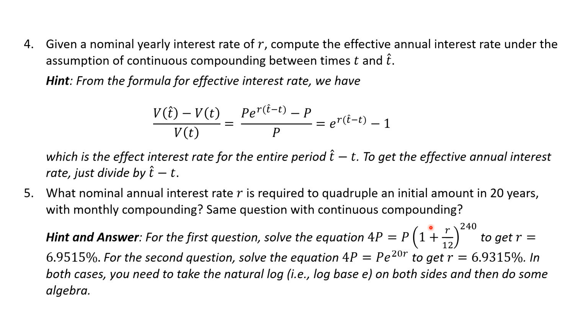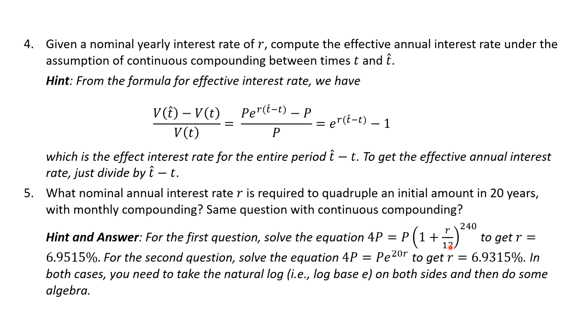For the first question, we started with principal P, and it's compounded monthly. We don't know what R is, but it's for 20 years. So 12 months times 20 is 240. That's the number of periods. And we want to know for what R this equals 4 times, in other words quadruple, the principal. So to get R, we just solve this.